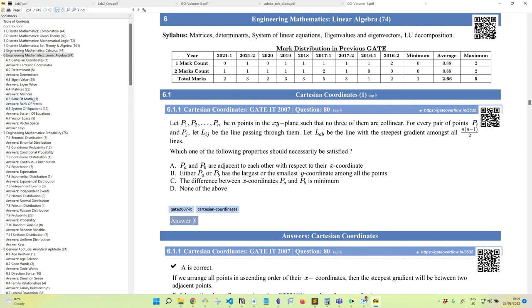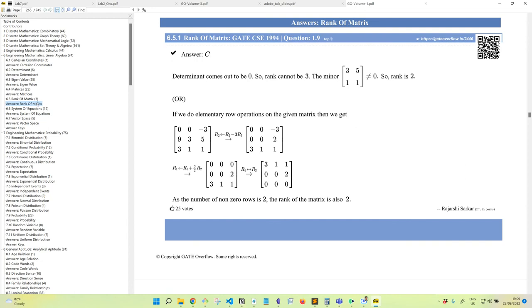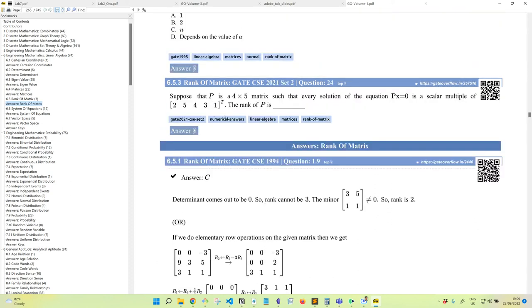Today we completed system of linear equations, and we saw rank of matrices, although not in a formal manner. I motivated rank from the RREF of an augmented matrix. Once you understand the concept, you need to look at the questions and solve them. Let's see this question: suppose P is a 4 cross 5 matrix such that every solution to Px equals 0 is a scalar multiple of (2, 5, 4, 3, 1). Then the rank of P is what?